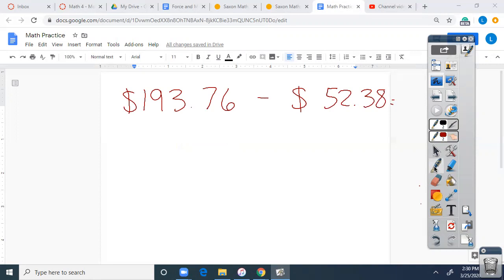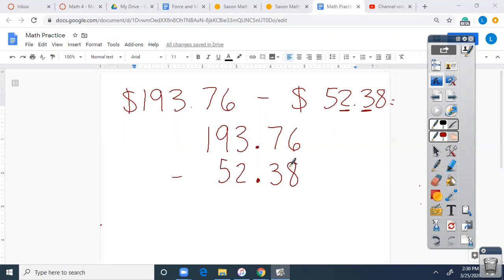We need to line up our decimals. So we've got 193.76. I'm going to always start with that big number when we're doing subtraction, right? And then I need to put $52.38 down here. But I want to make sure that I line up my decimal, so I'm going to put my decimal here. And then whatever number goes to the right of the decimal, I'm going to put right under that 7, which is a 3, this number right here. And then the number to the left of the decimal is a 2. I'm going to put that number there. And then I'm just filling in the rest of these numbers. Okay? Does that make sense how I'm doing that?